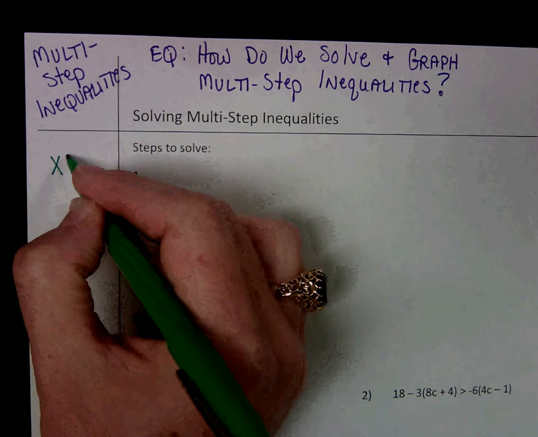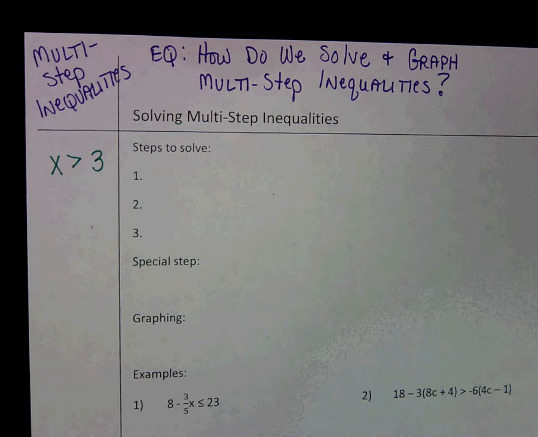Here is an example of just a basic inequality: x is greater than 3. The only difference between an equation and an inequality is we have an inequality symbol instead of an equal sign.